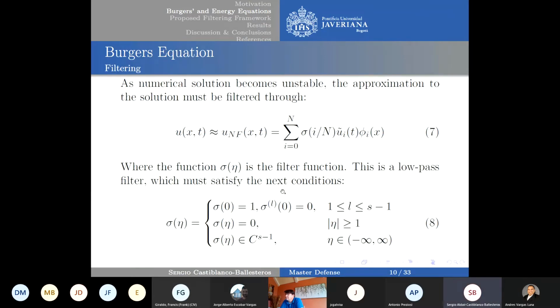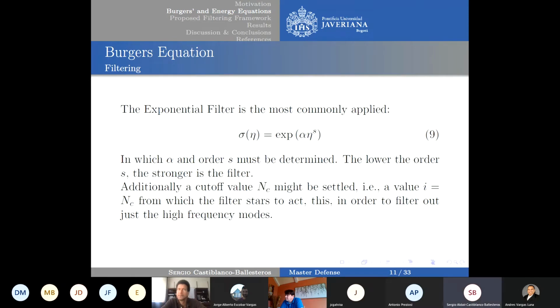And about the filtering, this is the way to do it, by introducing a filter function sigma into the modal decomposition, which is a low pass filter that must satisfy these conditions right here. S is said to be the order of the filter, and this notation here means the l derivatives of the function. Okay. The most common filter function is the exponential one, in which coefficients alpha and order S must be chosen. The lower the order S, the stronger the filter. Additionally, a cutoff value n sub c might be settled.